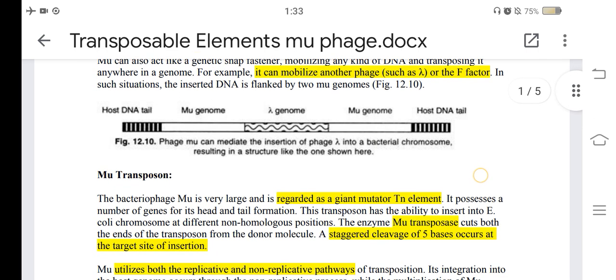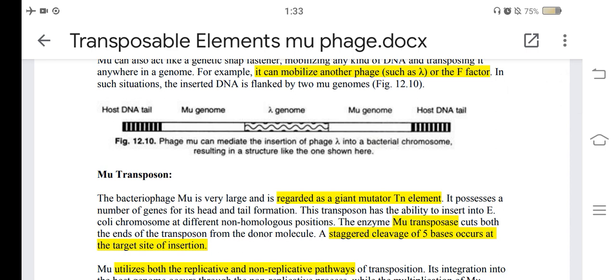Mu transposon contains host DNA tails. Phage Mu can mediate the insertion of phage lambda into a bacterial chromosome, resulting in a structure like the one shown here: host DNA tail, Mu genome, lambda genome, Mu genome, and host DNA tail. The bacteriophage Mu is very large and is regarded as a giant mutator DNA element.